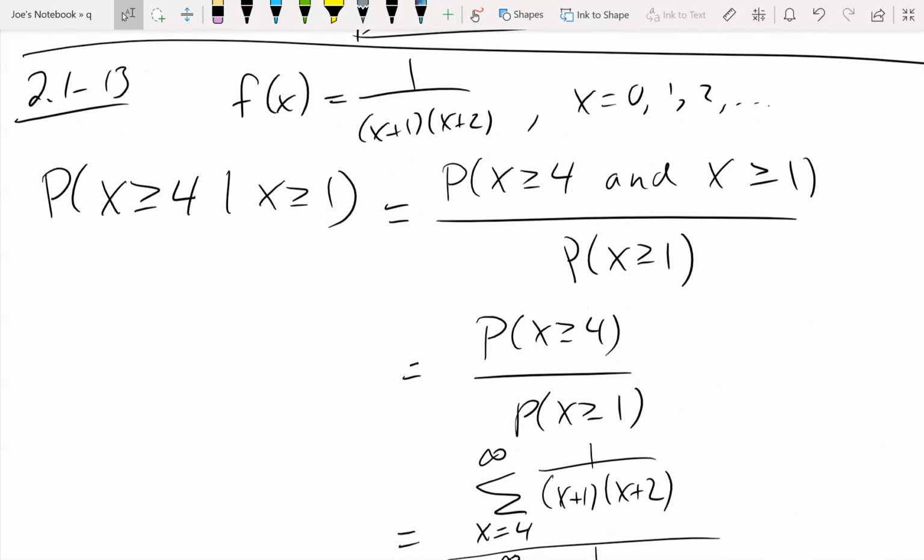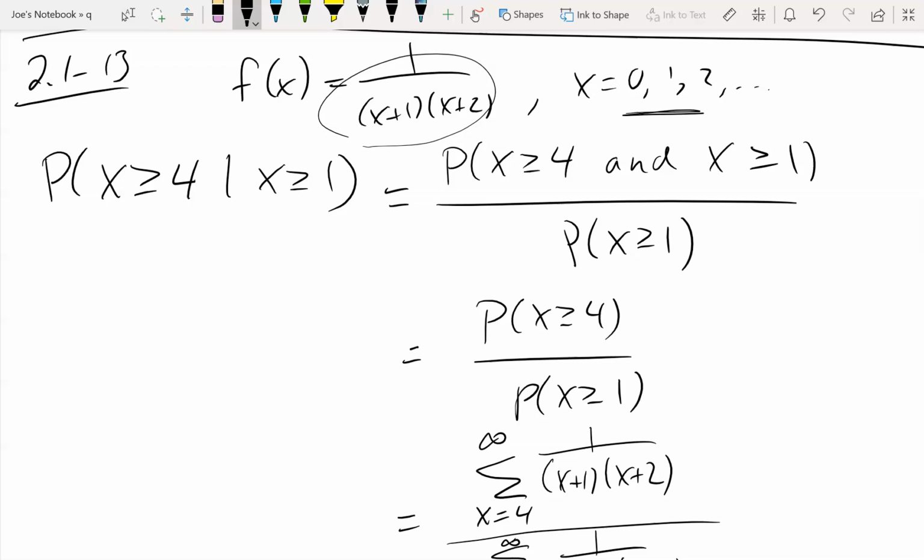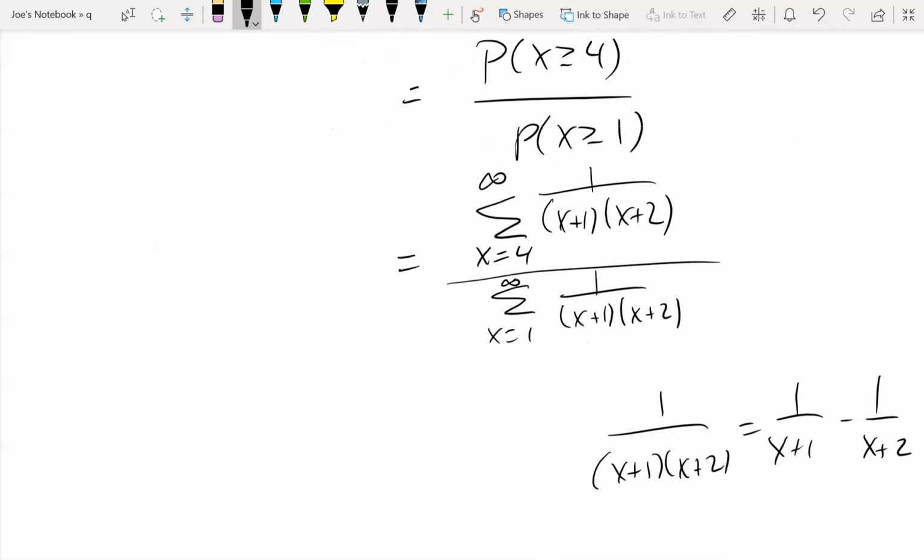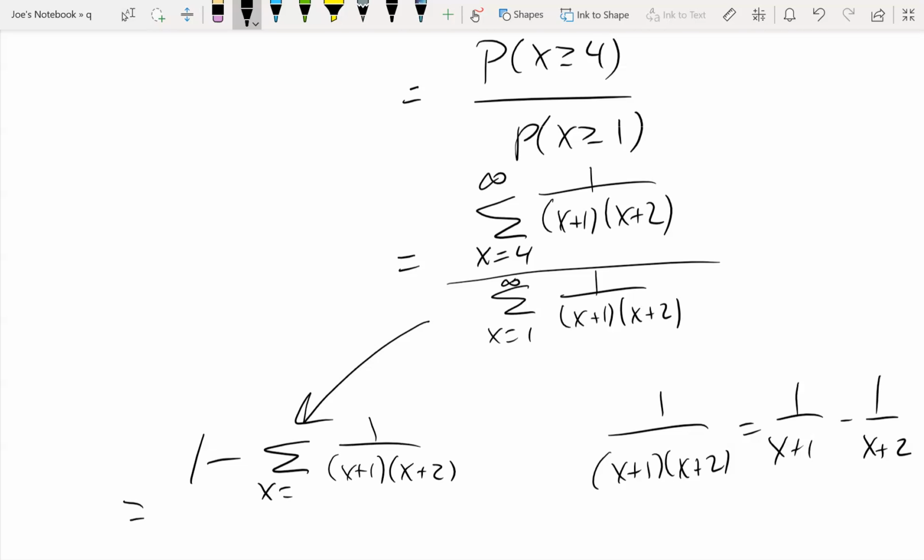I know if I add this up from 0 to infinity, what do I have to get? When you take the sum of the PMF over the entire sample space, what do you have to get? 1, right? So I can do this with complements. This would be equal to 1 minus the sum from x equals what to what? What would be the complement from 4 or greater? Where does it start again? 0 to 3, right? The x started at 0.